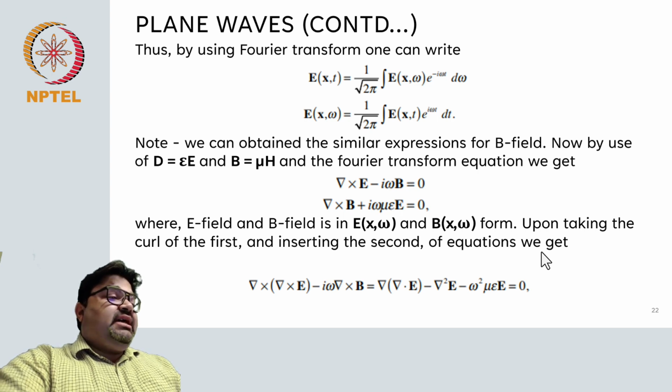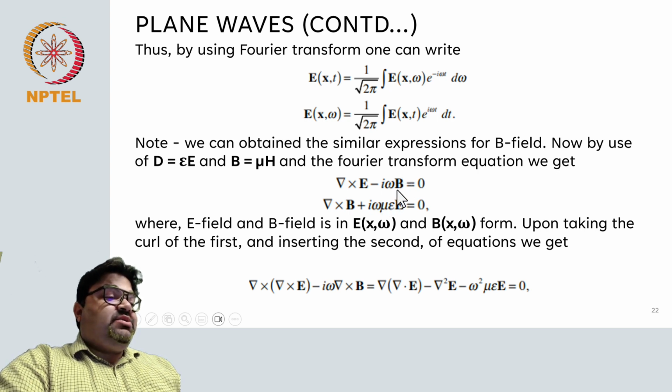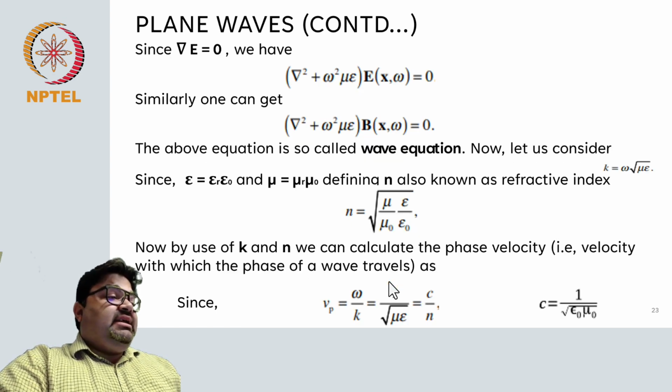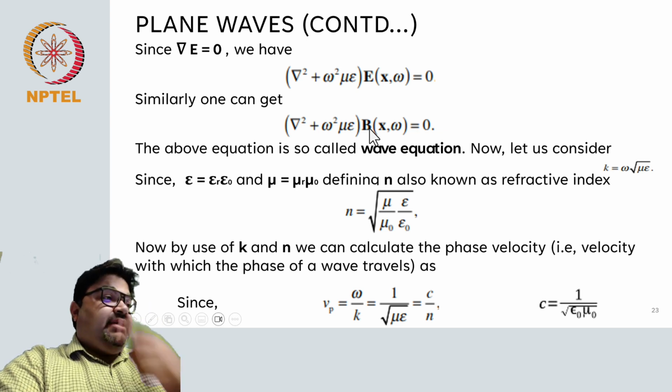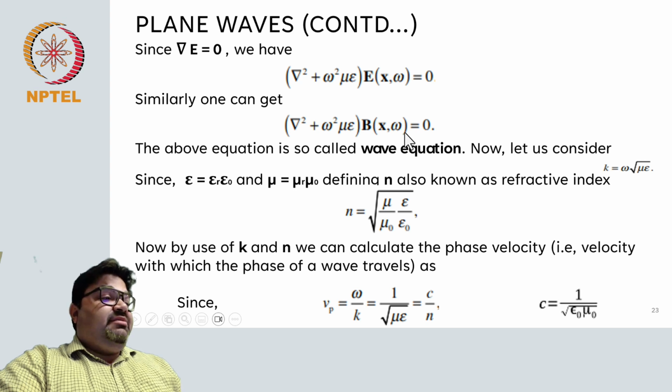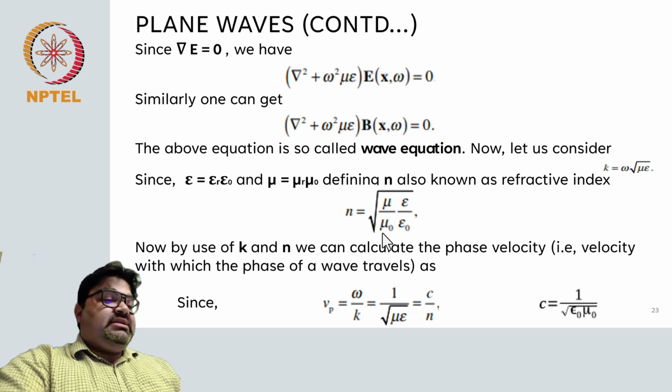Now with that you can again replace in the existing Maxwell's equations, do those substitutions, and finally come up with different forms of the wave equation, both for E as well as for B. So for both the electric field and magnetic field you can come up with two different forms of wave equation. And the refractive index is defined in terms of the ratio of mu and epsilon over the free space permittivity and dielectric constant.